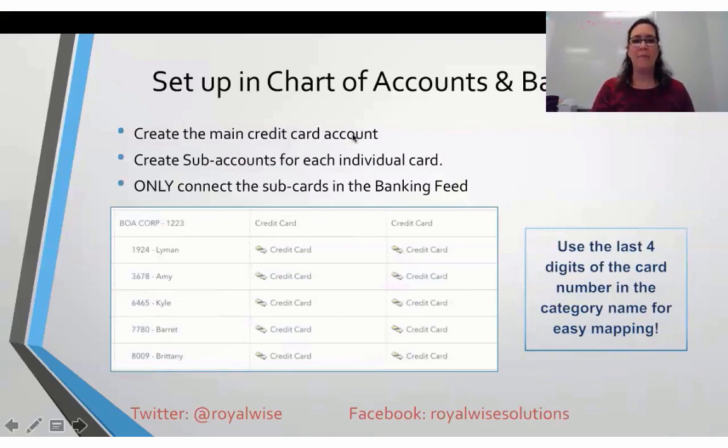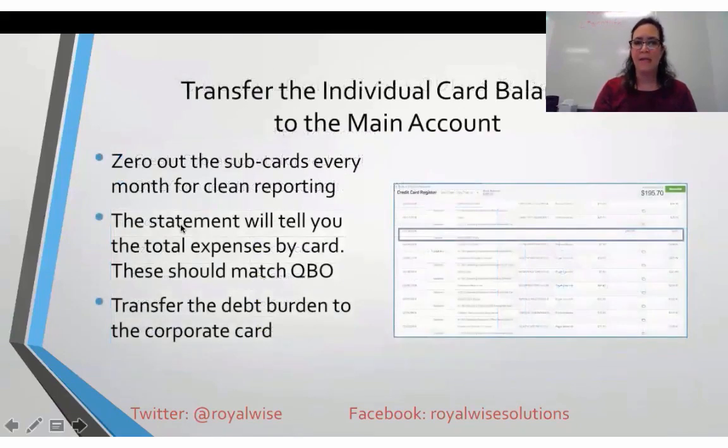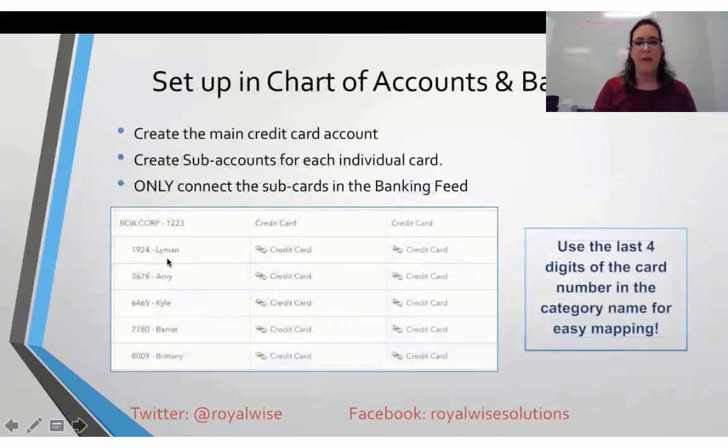So when you set it up, what you set up is a main credit card account with the main credit card account number. And then, you make sub-accounts with the last 4 digits of each of the cards, because you're going to need it. And again, when you connect to the bank, you don't connect the main, you only connect the subs. And then you just treat it as normal inside your bank feed. You take everybody's transactions individually.